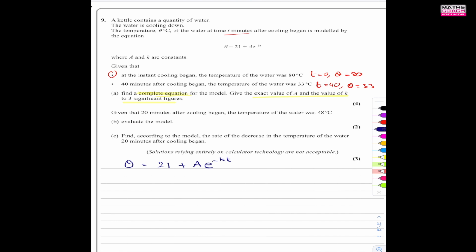Okay, so if you substitute the first bullet point, so when T equals to 0, theta equals to 80 into this equation here, we get 80 equals to 21 plus A e to the power of 0, and e to the power of 0 is 1, so we can just get rid of that. So that kind of gives us A is 80 minus 21, which is equal to 59. If you now substitute the second set of values, t equals to 40, theta equals to 33 into the function.